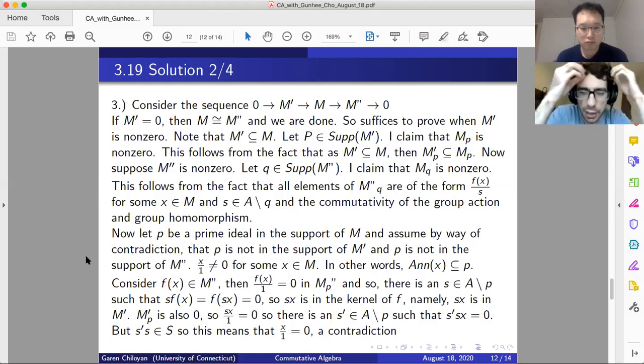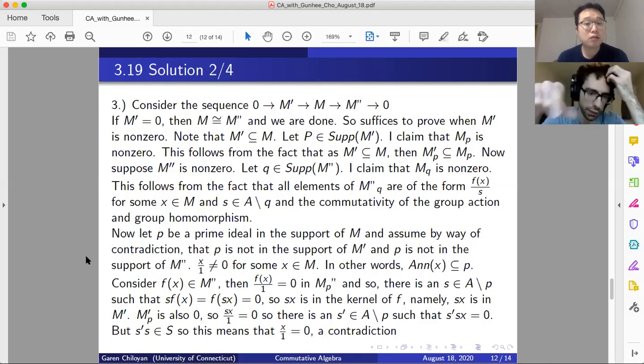That means that the annihilator of x has to be fully contained in P, or else x over 1 is 0, which it's not. So let's say you have x in M, you have f of x in M double prime. Now look at the fraction f of x over 1. Because M sub P double prime is 0, f of x over 1 has to be 0. So there's an s in A, but not in P, such that s times f of x, which is the same as f of s times x, is 0. So that means sx is in the kernel of f. But that kernel is M prime.